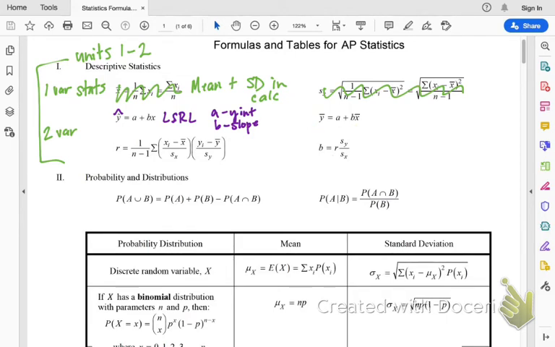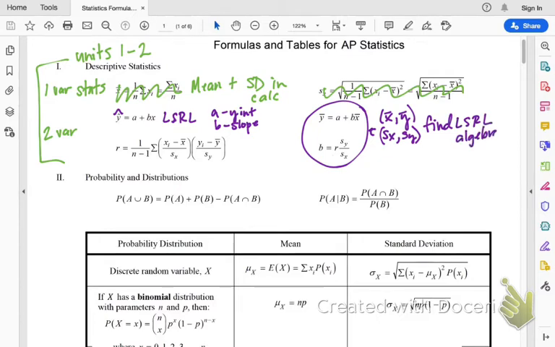So these two formulas are if you were given like X bar, Y bar, and you were also given SX, SY. So if you were given all 4 of those, you would use that to find the LSRL algebraically. I don't really think they'll have that on there, but just in case. And this is to find your correlation coefficient by hand, but you really don't need that because you can do that on your calculator.